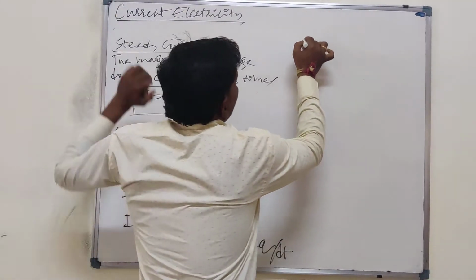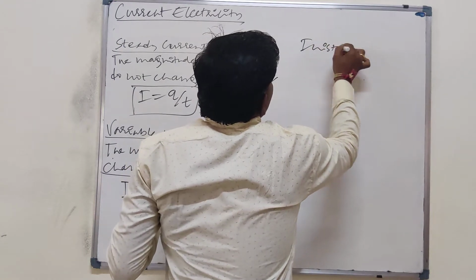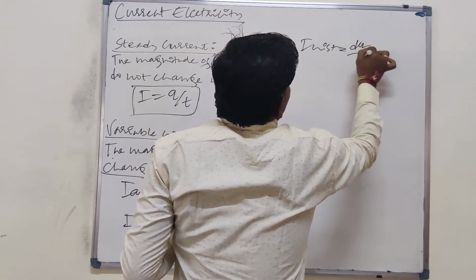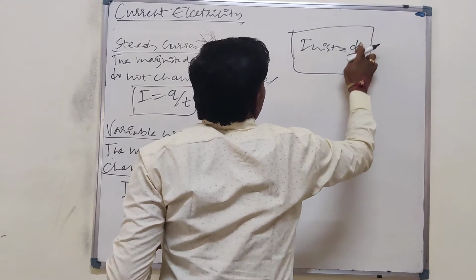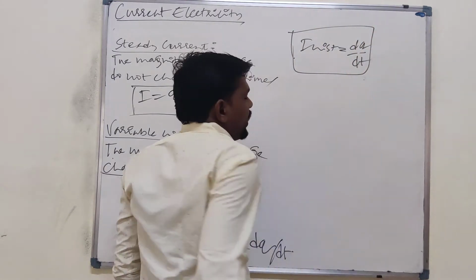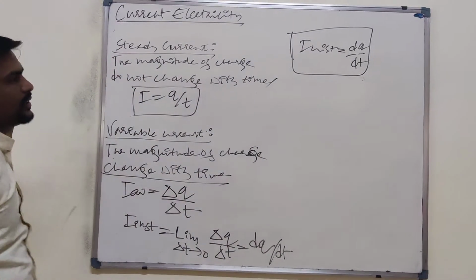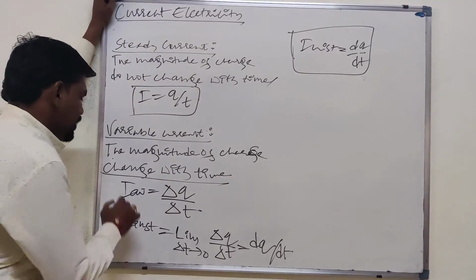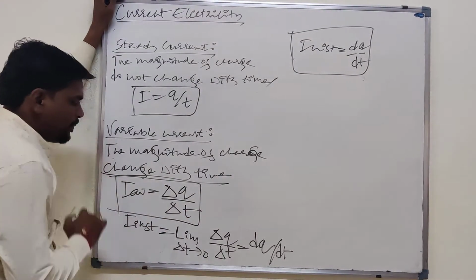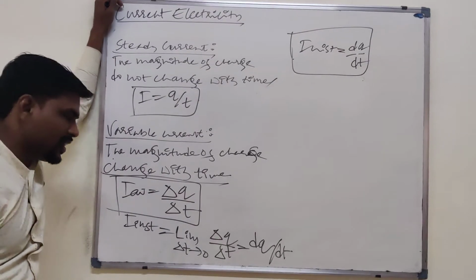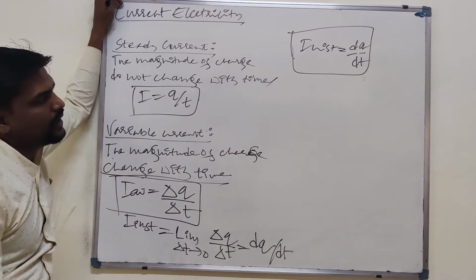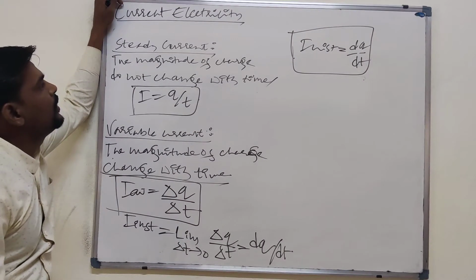So I instantaneous is equal to dq divided by dt. This one is average current, and this one is instantaneous current, dq divided by dt, right?